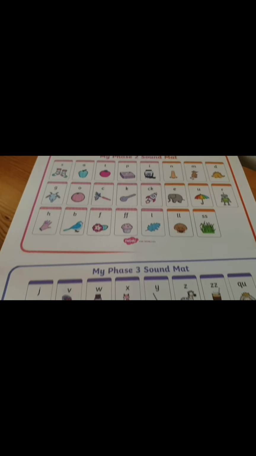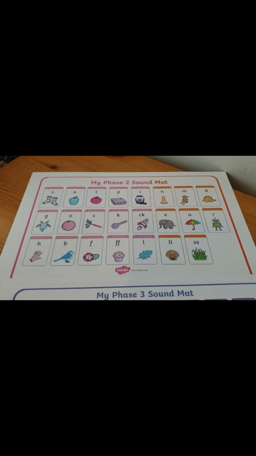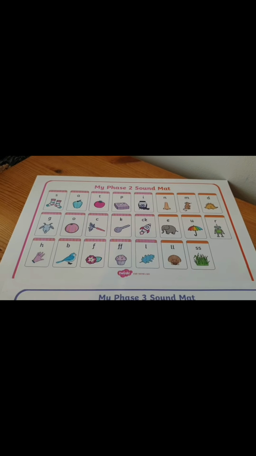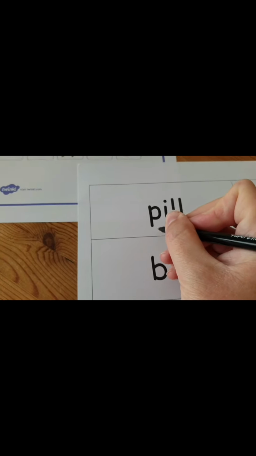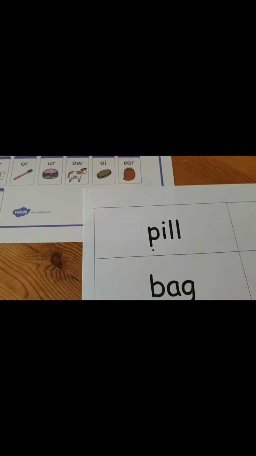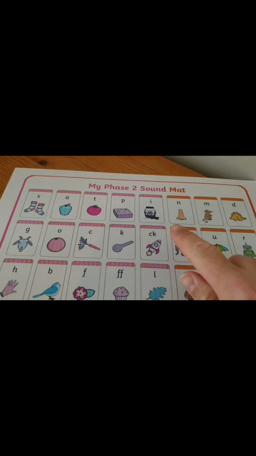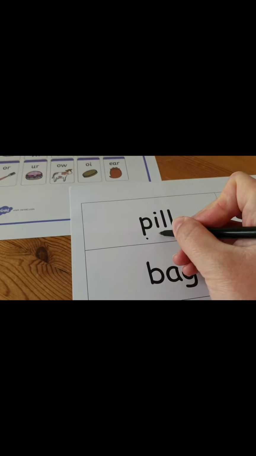I know p is a single sound. I'm going to check it on my sound mat up here. And you'll see it's just here, it's a single sound, it's made up of just one letter. So I'm going to put a button or a dot under the p sound, okay? I know that e is also a single sound, I'm just going to check that as well. There it is, just there. So I know it's a single sound, so I put a button under that one as well.